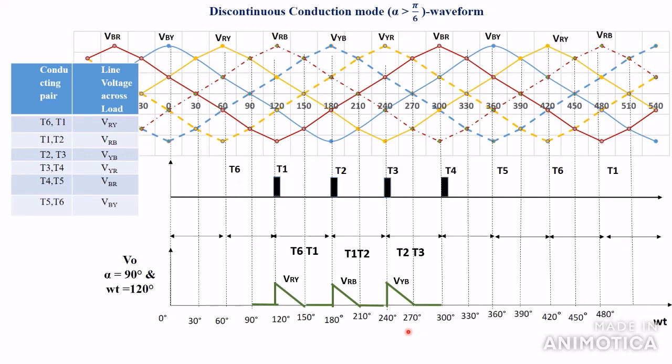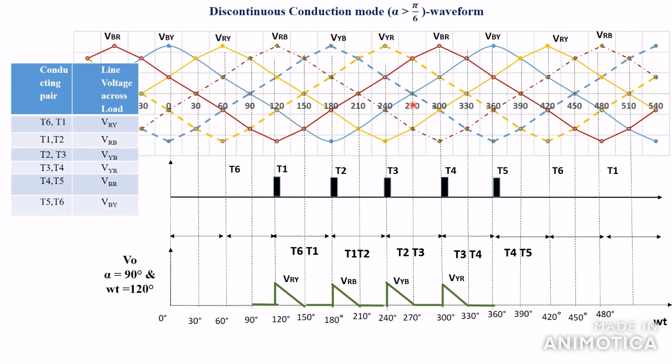At 300, T4 is triggered. So now the conducting pair is T3, T4. When T3, T4 are conducting, voltage is VYR, this yellow color dotted waveform. So this portion. This voltage waveform becomes 0 at 330. So till 330 the waveform will appear. From 330 to 360 it is 0 again. So again at 360, T5 is triggered.